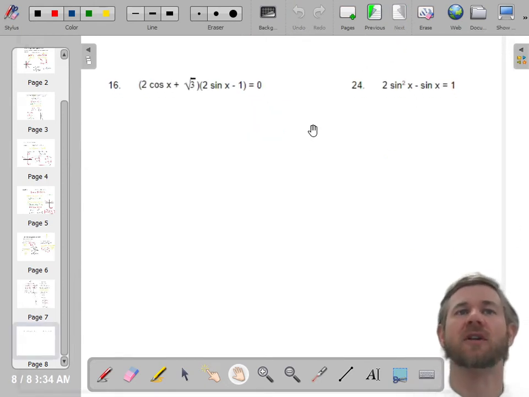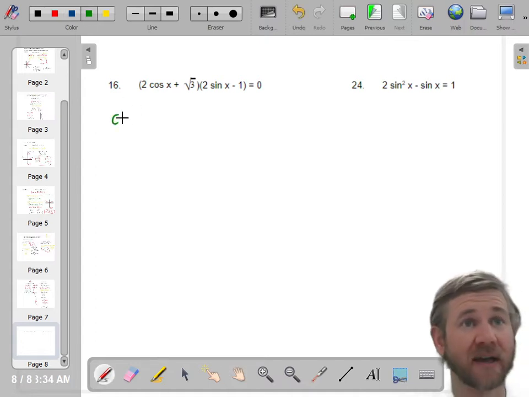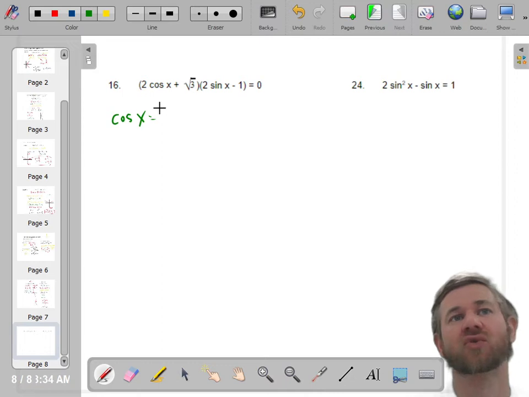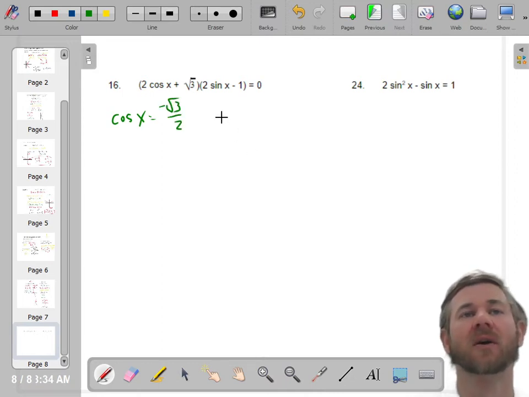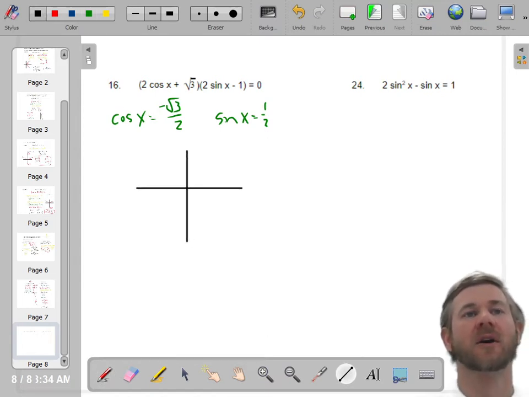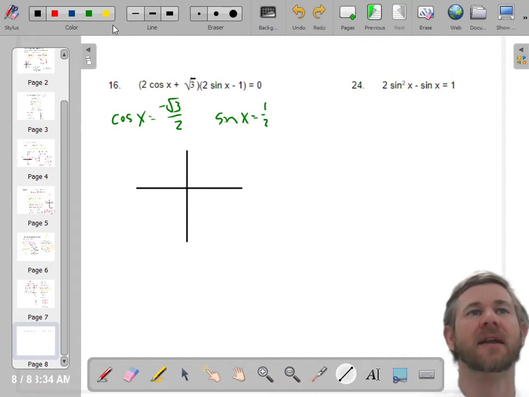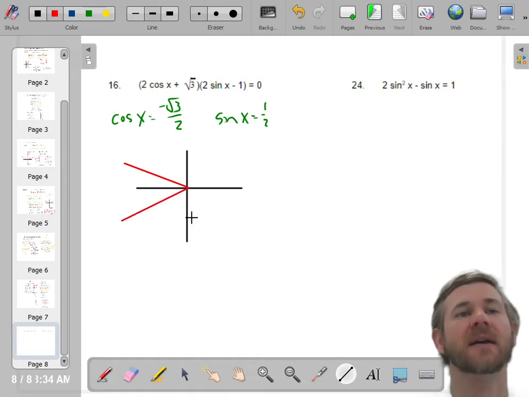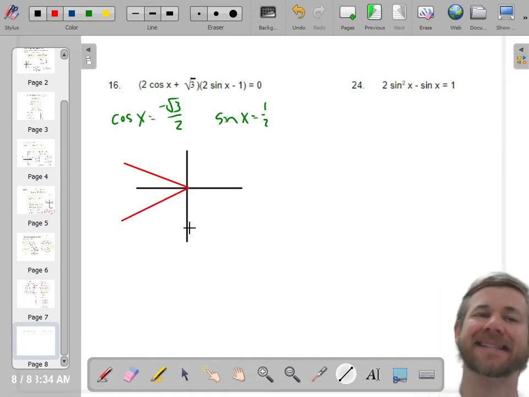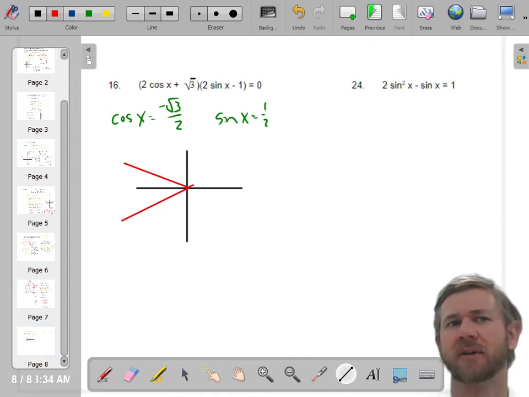Last two. First one's already factored, so let's set each factor equal to 0. So let's see, that would mean the cosine of x is, you would subtract radical 3 and divide by 2, or the sine of x is 1/2. So where does this happen? Cosine is negative over here, and if the x is the long leg, then that means we're talking about 30-degree reference angles. So that's where cosine is negative radical 3 over 2. And sine is positive 1/2, actually right there, but also right there.